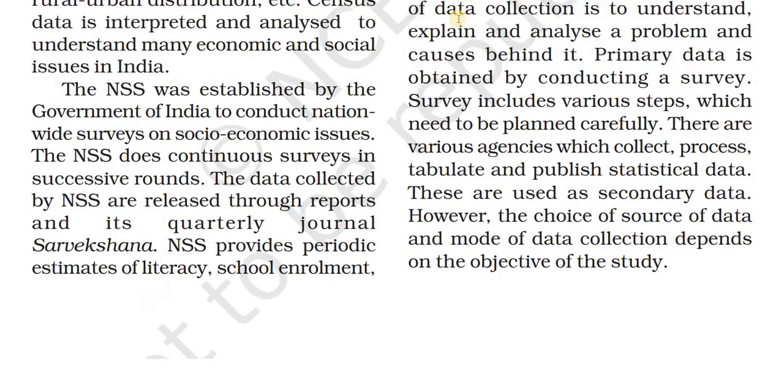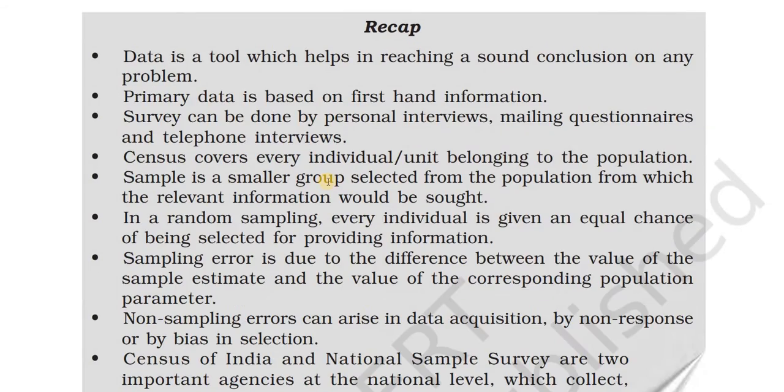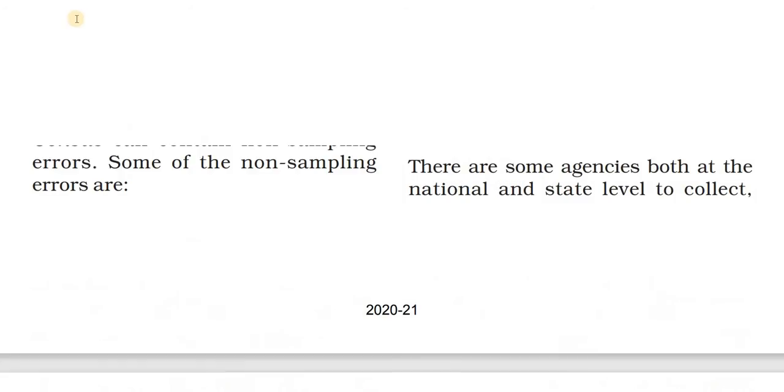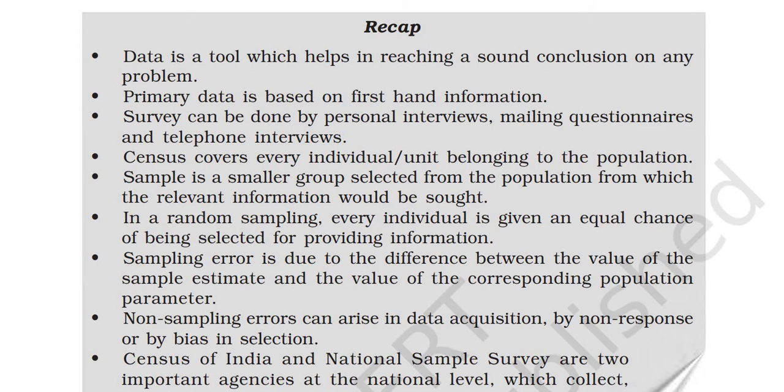Then primary data is there, secondary data is there, qualitative data is there, quantitative data is there. What is qualitative and quantitative data? Now we can go to some points. Data is a tool which helps in reaching a sound conclusion to any problem.